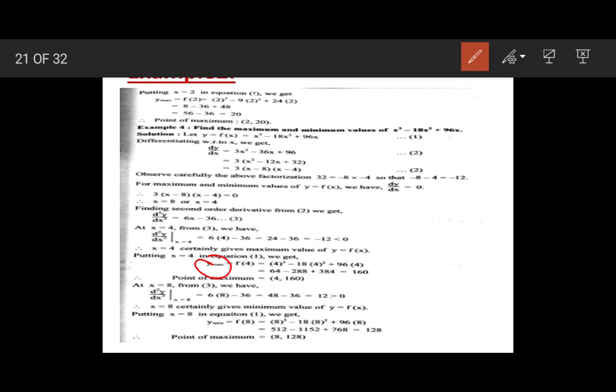So let's find the y maximum. Y maximum will be, we substitute x as 4 in this equation. So we get y maximum as 160. So maximum point is 4, 160. Now when x equal to 8, then second order derivative is plus 12, which is greater than 0, and hence we get the minimum value, and y minimum will be 128, and so the point is 8 and 128.